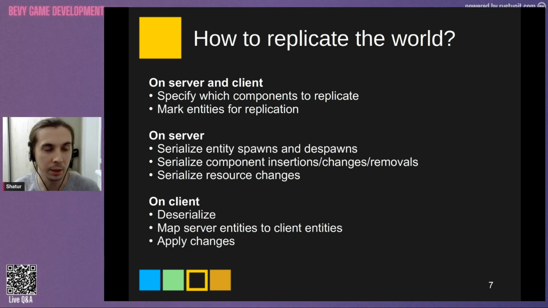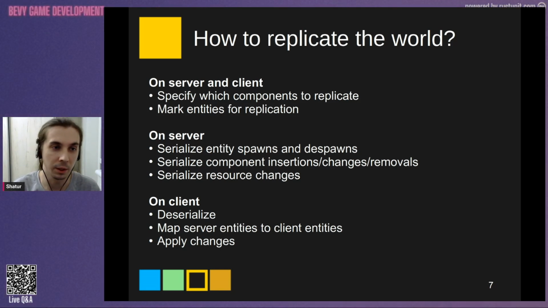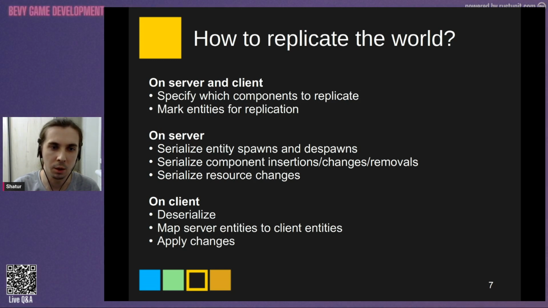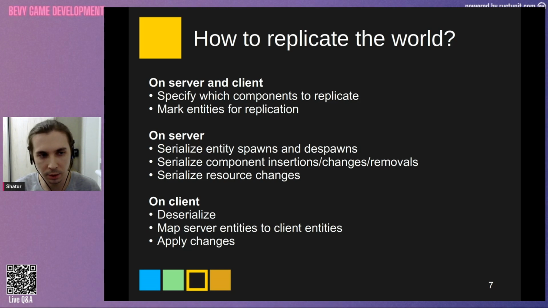Okay, how to replicate the world? Simple. Basically, on both server and client, you want to decide which components you want to replicate, and then you need to decide which entities you want to replicate. Then on the server, you just iterate or listen for entity spawns, despawns, component insertions, changes, removals, and resources. Bevy provides a built-in mechanism for this, so nothing special is needed. And so we just utilized it.